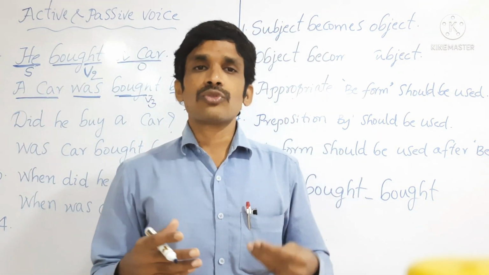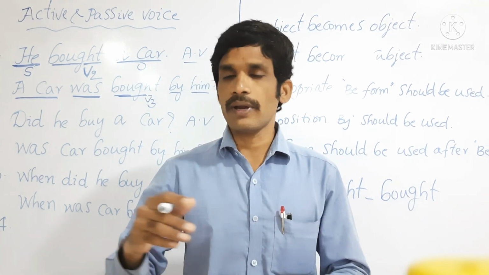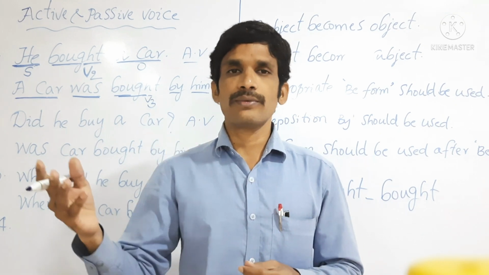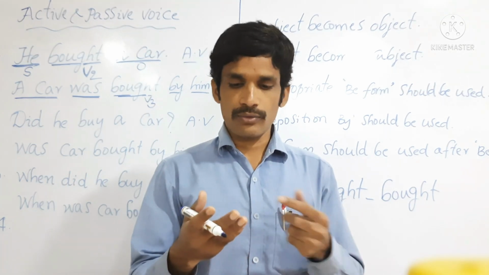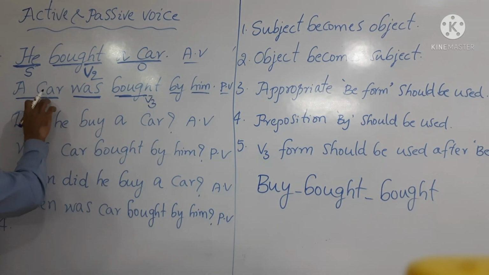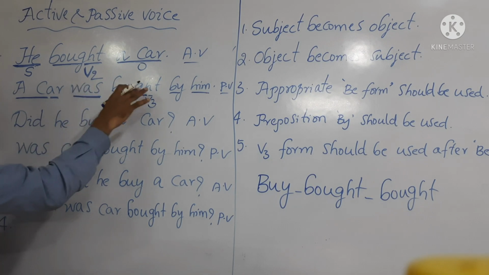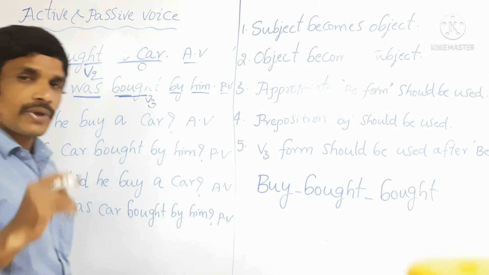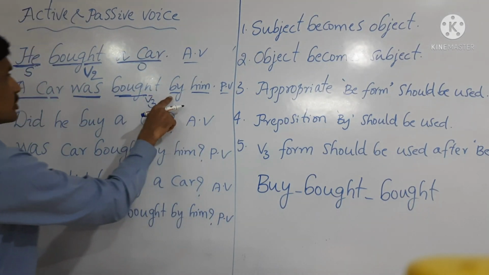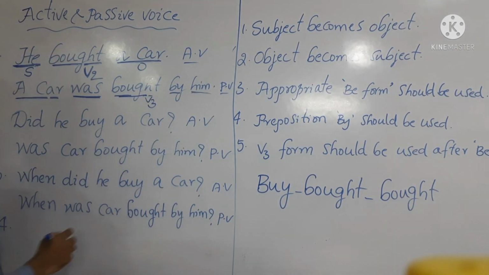And we know the be forms of simple past tense, was and were. And when to write was and when to write were also we know, right? When the subject is singular, we have to write was. When the subject is plural, we have to write were. So, a car. Since the subject is singular, we wrote was. A car was bought. V3 form, we have to write in the passive voice. Next, preposition by, and he becomes him in the passive voice.